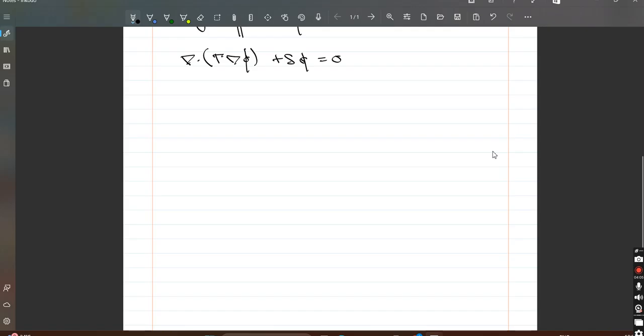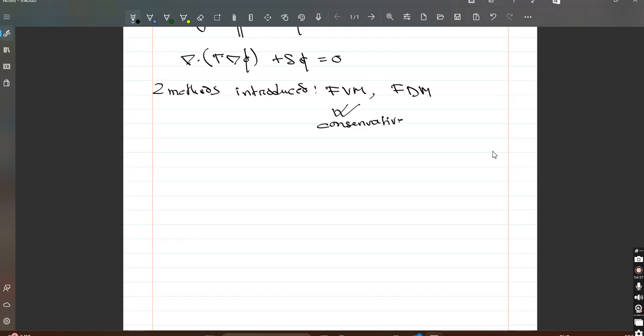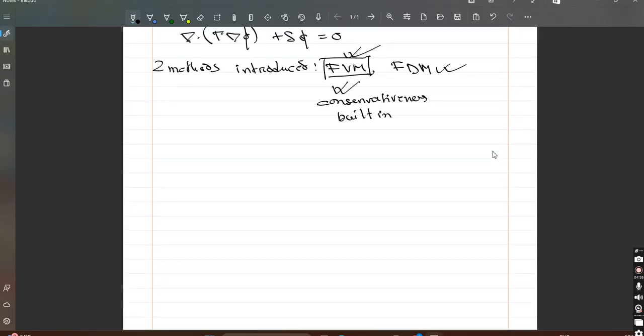If you have gone through the lectures, two methods were introduced: the finite volume method and the finite difference method. We saw that the finite volume method has conservativeness built into the formulation, while in the finite difference method conservativeness is not maintained in each and every cell, but overall in the whole domain it is maintained. From now on we will only concentrate on the finite volume method, and how we will solve different problems using it.